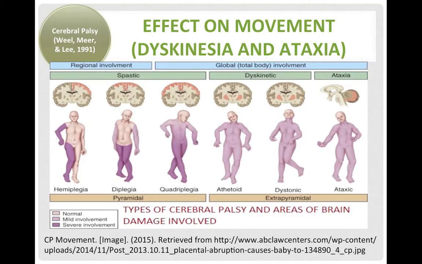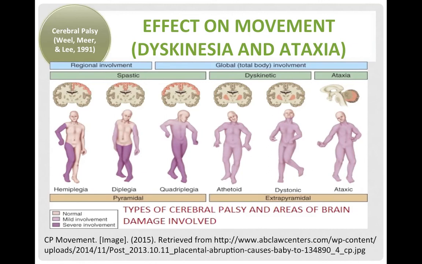Dyskinesia and ataxia. Dyskinesia is caused by damage to the basal ganglia of the brain. Dyskinetic CP refers to involuntary movements which happen outside of the individual's control. These can include dystonia, twisting and repeating movements, athetosis, slow movements, and chorea, irregular, unpredictable movements.